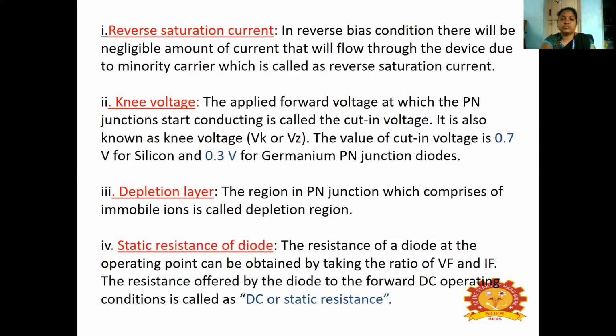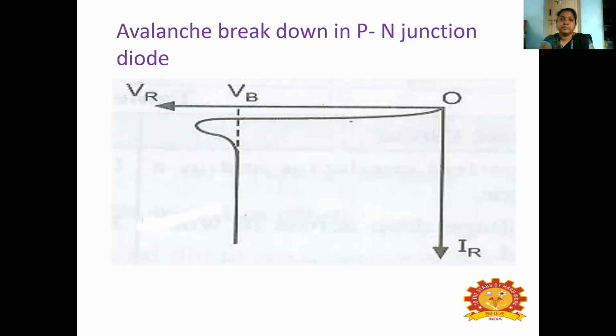Next is the static resistance of the diode. The resistance of a diode at the operating point can be obtained by taking the ratio of VF and IF. The resistance offered by the diode to the forward DC operating conditions is called the DC or static resistance. So you can see the definition: we take the ratio of VF by IF, that is, the forward voltage divided by the forward current, which gives you the resistance of the diode. It normally occurs in forward bias, and this resistance is also called the DC resistance.